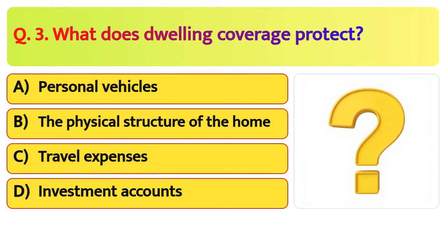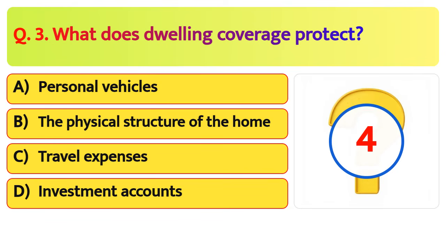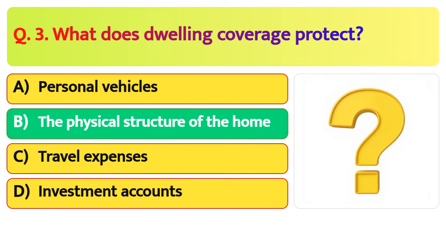Question 3. What does dwelling coverage protect? Option A. Personal vehicles. Option B. The physical structure of the home. Option C. Travel expenses. Option D. Investment accounts. Correct option is the physical structure of the home.